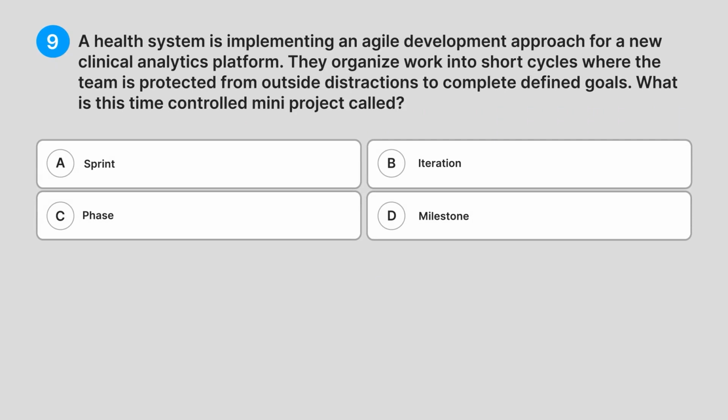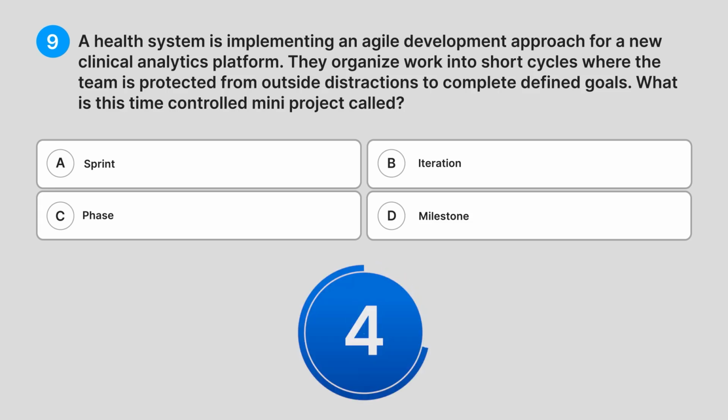9. A health system is implementing an agile development approach for a new clinical analytics platform. They organize work into short cycles where the team is protected from outside distractions to complete defined goals. What is this time-controlled mini-project called? A. Sprint. B. Iteration. C. Phase. D. Milestone. Can you guess the answer?